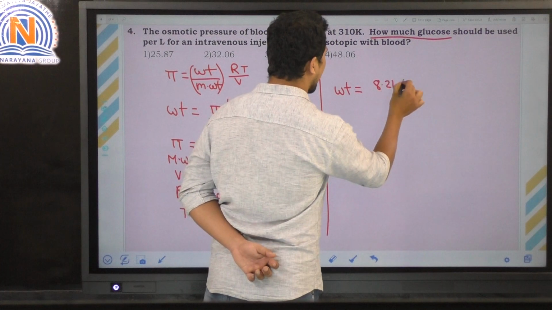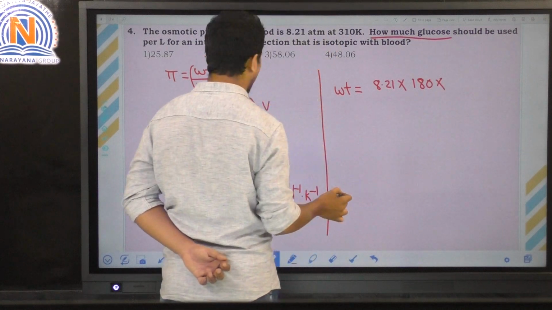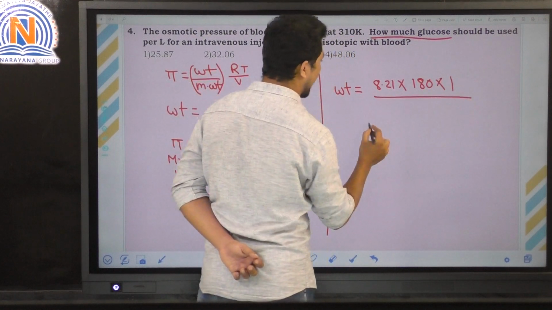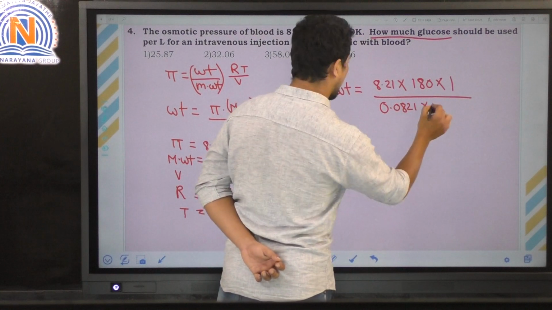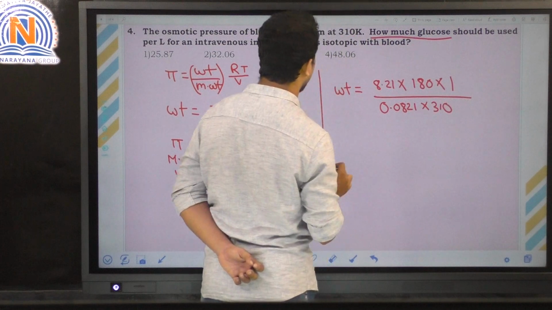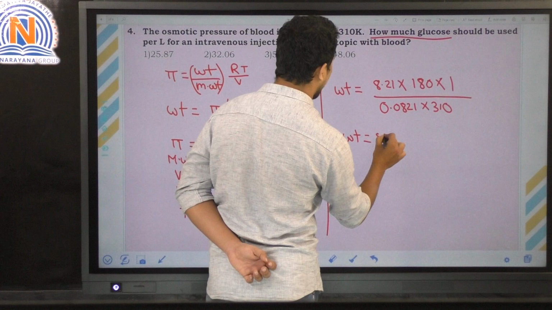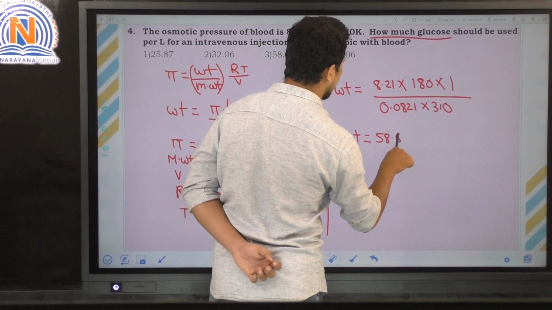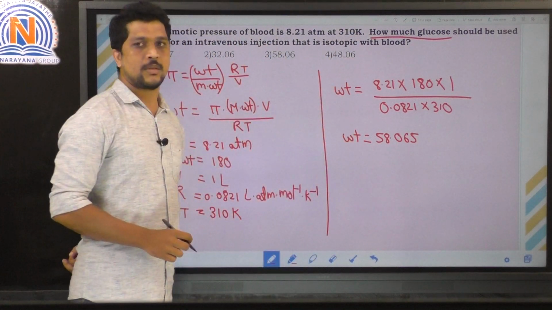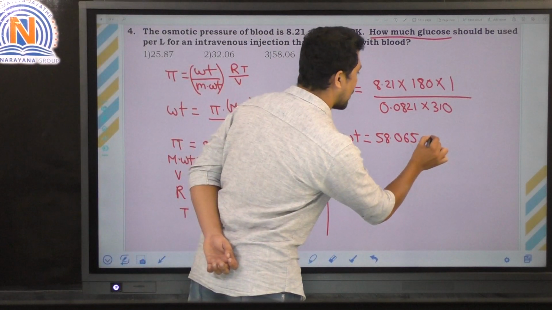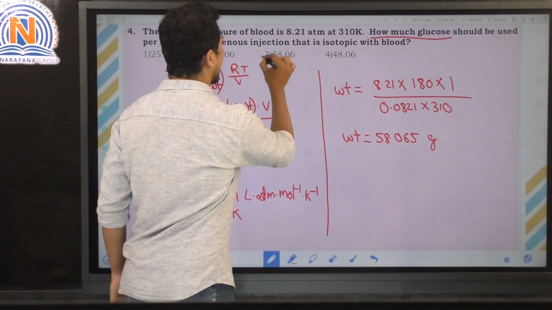So the weight of glucose equal to 8.21 into molecular weight 180 into volume 1 by gas constant 0.0821 into temperature 310 Kelvin. So if you solve this one, you will get weight of the glucose is 58.065 grams. So the correct option is third option.